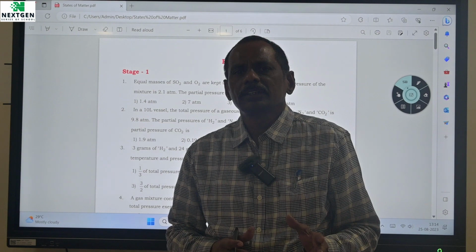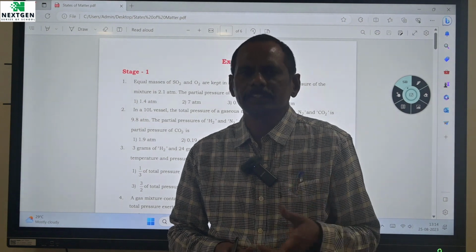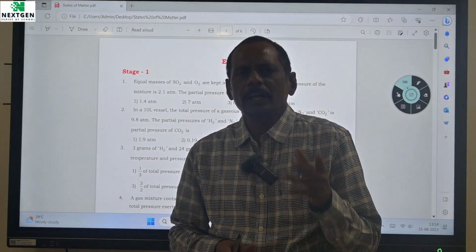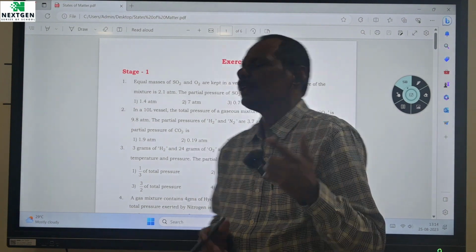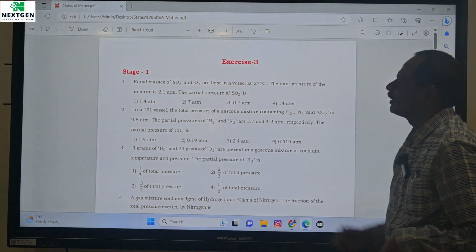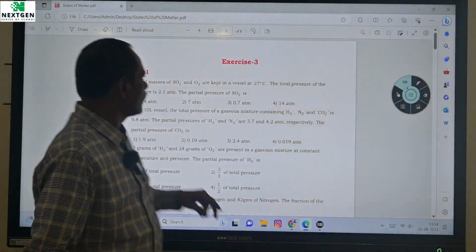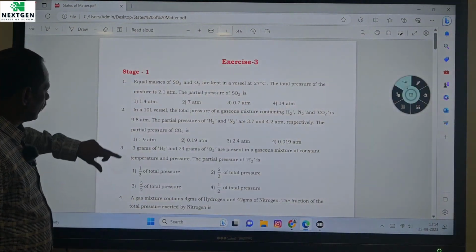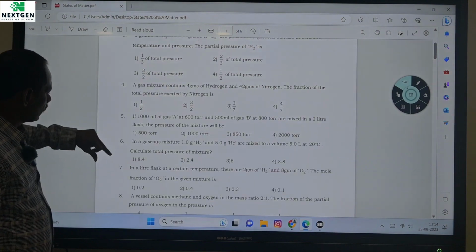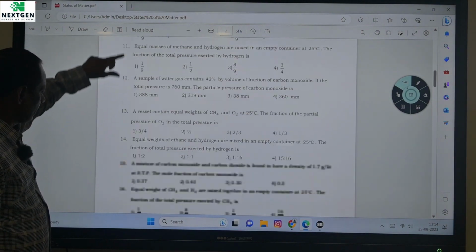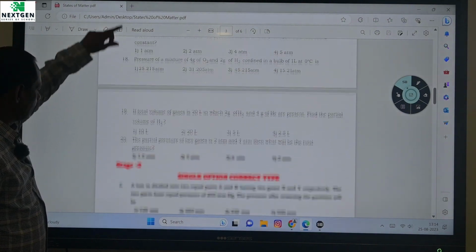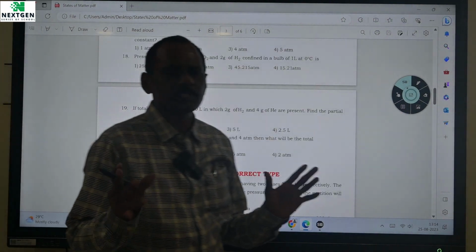In that there are two exercises, exercise 1 and exercise 2, and then exercise 3. In exercise 3, there are stage 1 and stage 2. In stage 1 of exercise 3, there are 20 questions given.